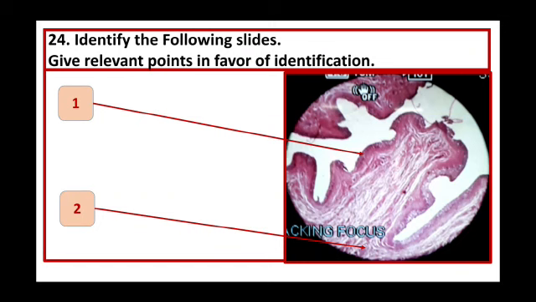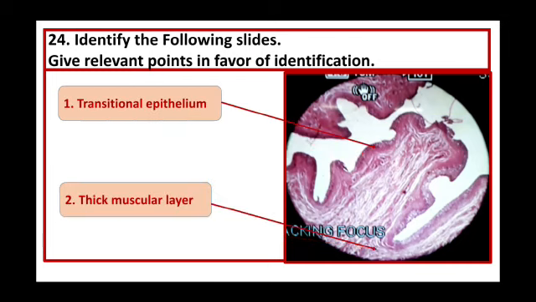Slide number 24. Try to identify the slide and give points in favor of identification. The transitional epithelium has been focused and a very thick muscular layer is present.